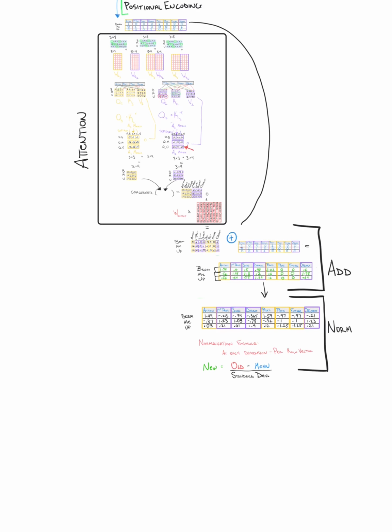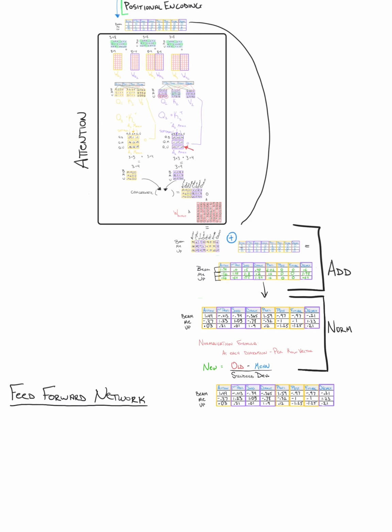Now it's time to move on to the feed-forward network. The purpose of the feed-forward network is to introduce non-linearity into the model. We don't even have to think about something as complex as the transformer architecture to understand this concept. What we can really just focus on is linear regression versus a neural network.